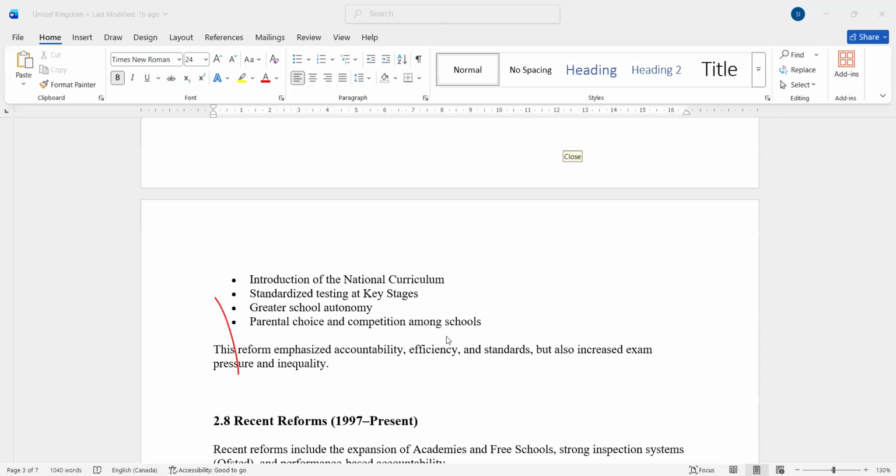And standardized testing at key stages. So standardized examinations are there. Greater school autonomy: schools are functioning individually. Parental choice and competition among schools. The same with Sri Lanka also. The parents are trying to put their children into certain schools. They are fighting for Royal College, St. Thomas's, Ananda, Nalanda, Visakha. So, the popular schools.